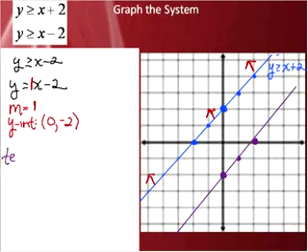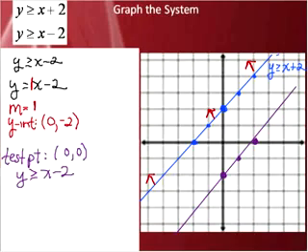So my test point again is going to be 0, 0. So I'm taking y greater than or equal to x minus 2, and I'm substituting the zeros in. So is 0 greater than or equal to negative 2? It is, so I'm shading the area above this line. So to show that, I'm going to put my little arrows that I am shading above this line.